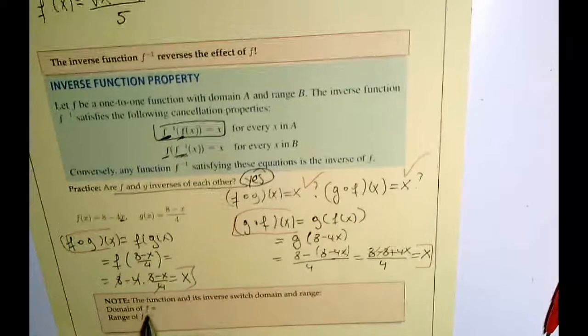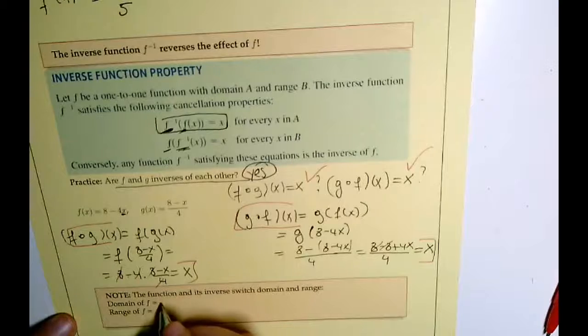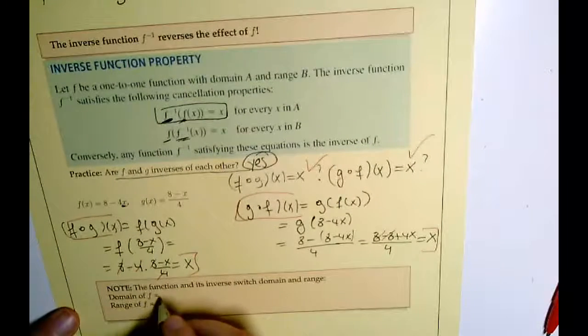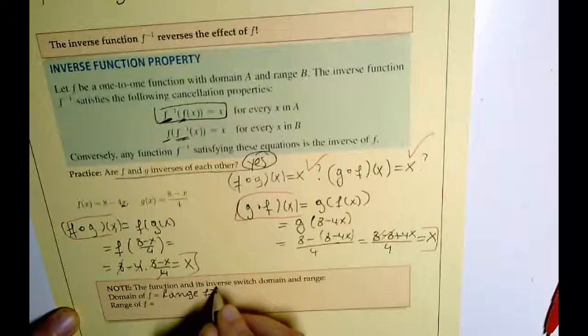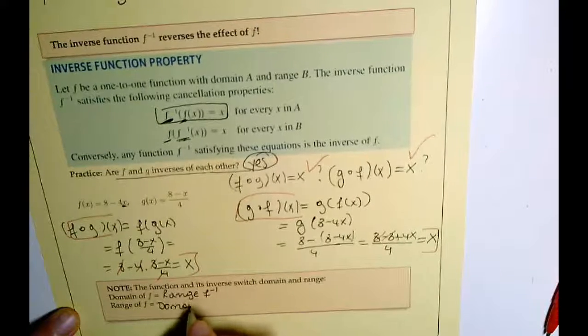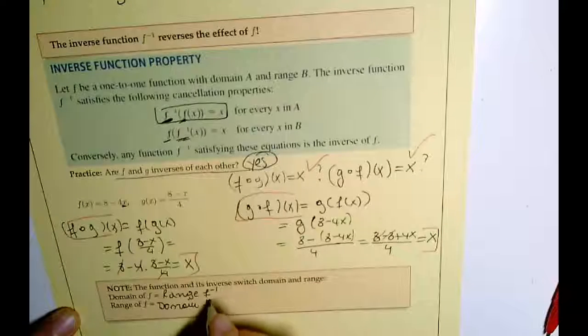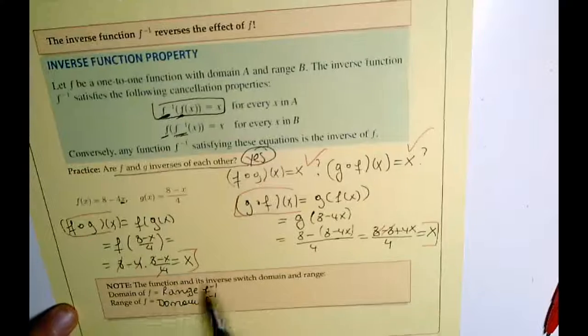So one important property of inverses and their functions is that they switch input and output. So the domain of f is going to be equal to the range of the inverse. And the range of f is going to be the domain of the inverse. We'll see how this is going to help us to find ranges.